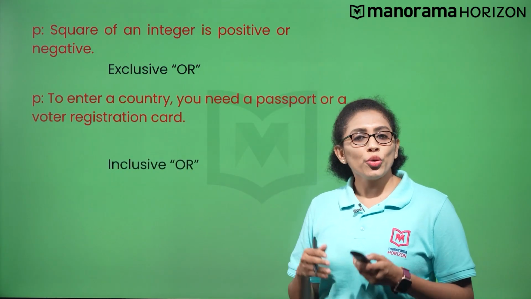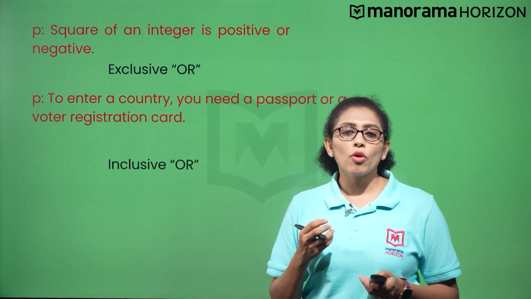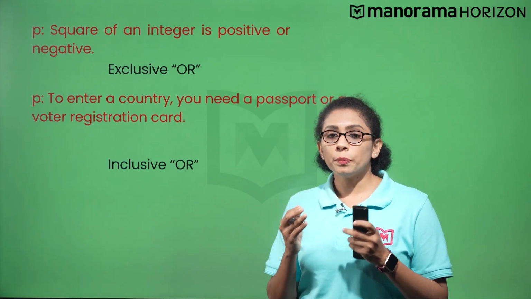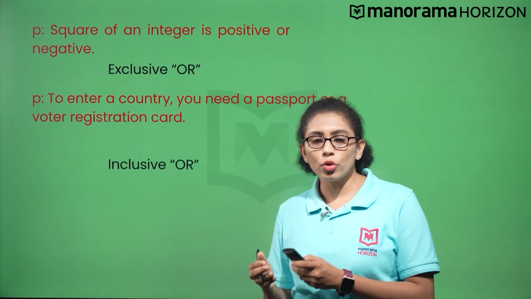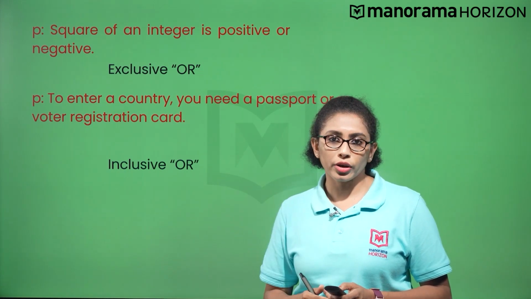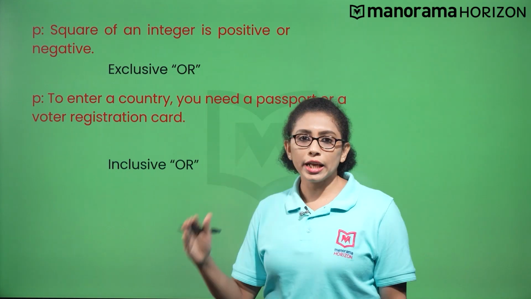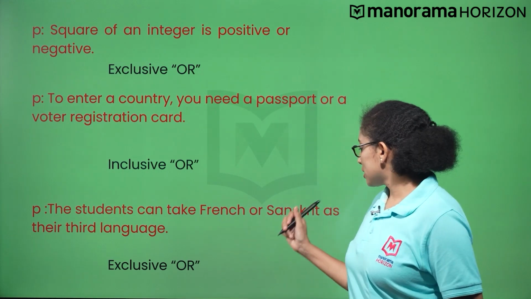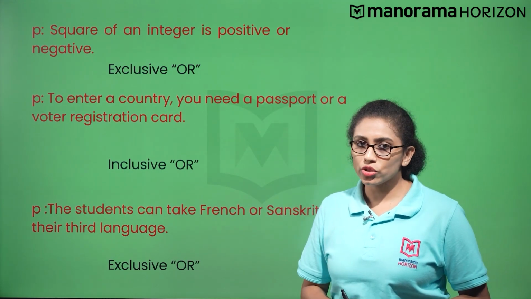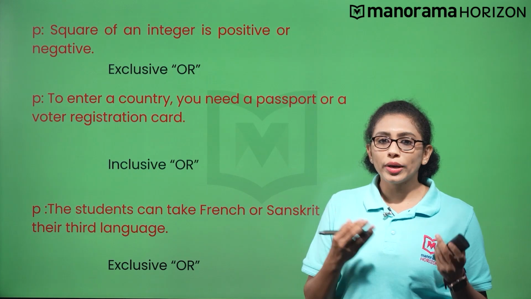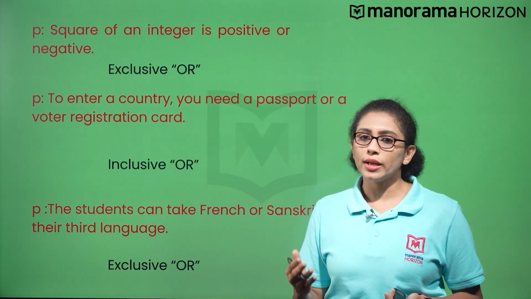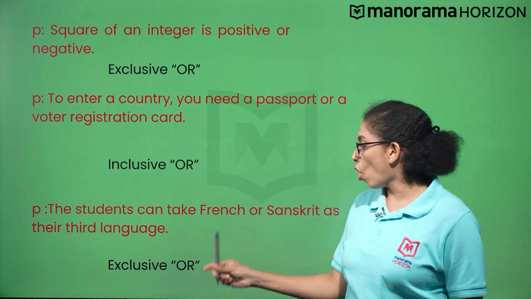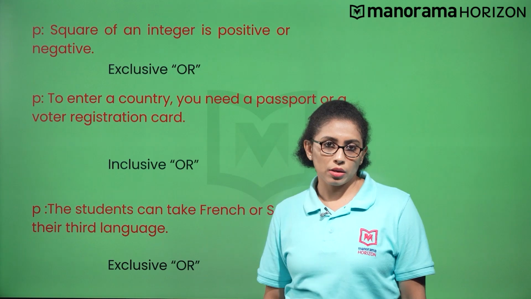Another example. To enter a country, you need a passport or a voter registration card. The sentence means that the person can have both a passport and a voter registration card to enter a country. So here the or used is inclusive. Next, the students can take French or Sanskrit as their third language. The meaning of the sentence is student can take only one subject, that is either French or Sanskrit, and cannot take both. So here the or is exclusive in this statement.